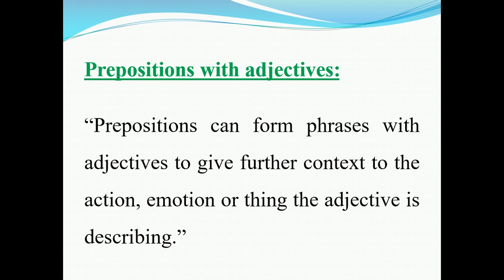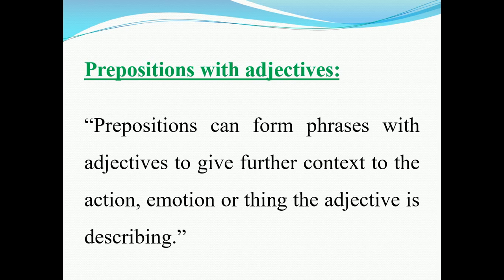So here what is the speciality? Prepositions can form phrases with adjectives. Prepositions like to, from, etc. Such kinds of prepositions can join with the adjective and it can become a phrase. And what's the speciality of that phrase? It gives further meaning to the action, emotion or thing the adjective is describing. An adjective is always used to describe something or to add some qualities to a noun or a pronoun. So when a preposition joins with the adjective, it will give further context to the action.